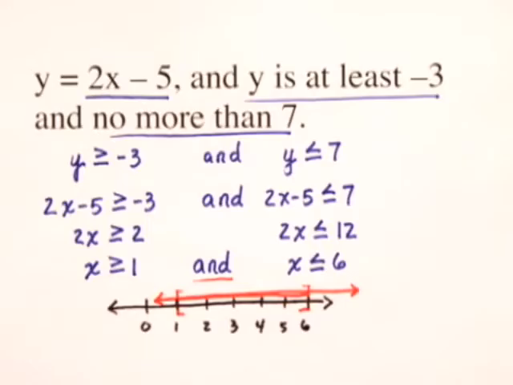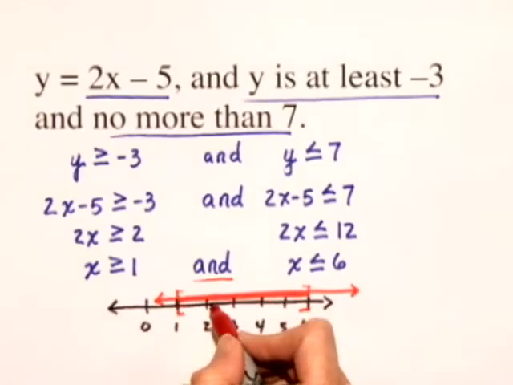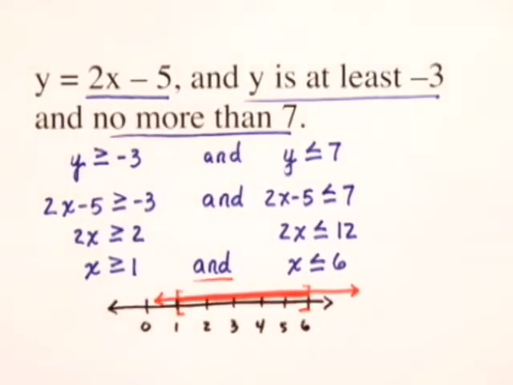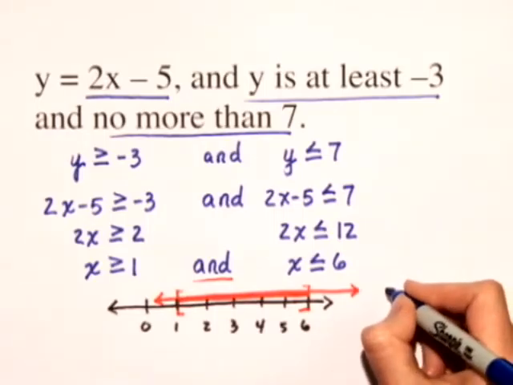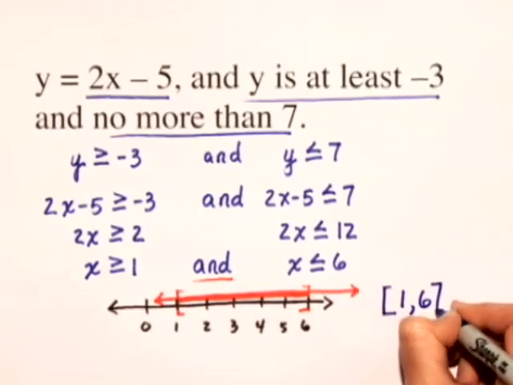Intersection are elements that are common to both. So the only elements that are common to both are these elements between 1 and 6, including the endpoints 1 and 6. So therefore, the correct interval notation should be the closed interval from 1 to 6.